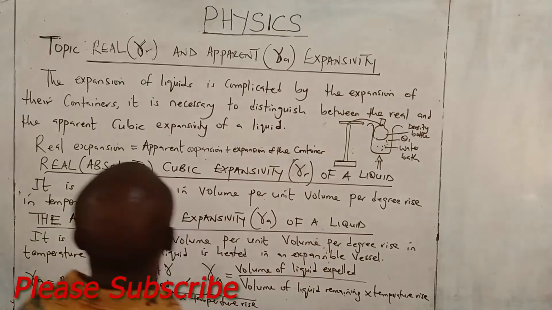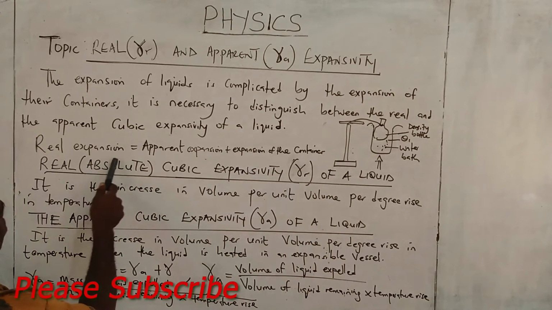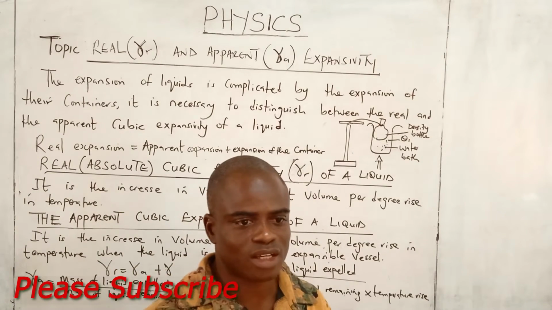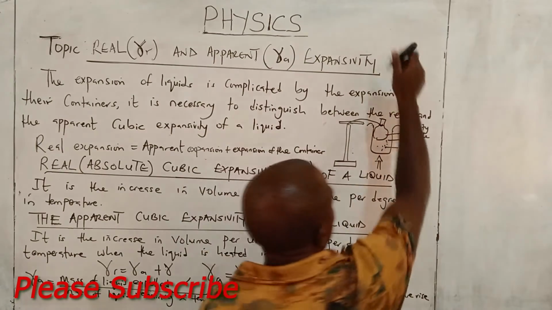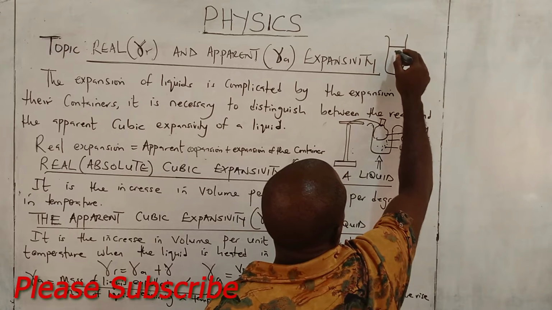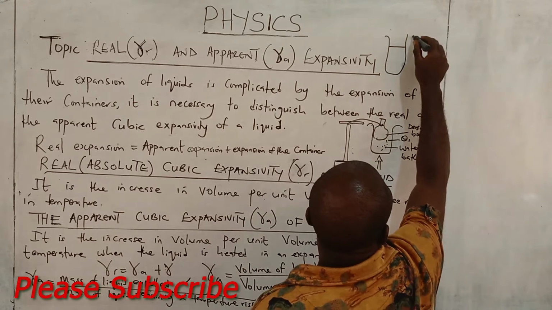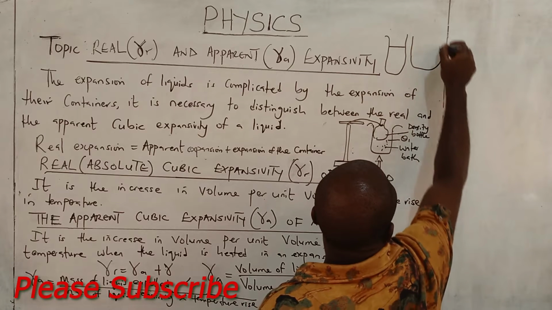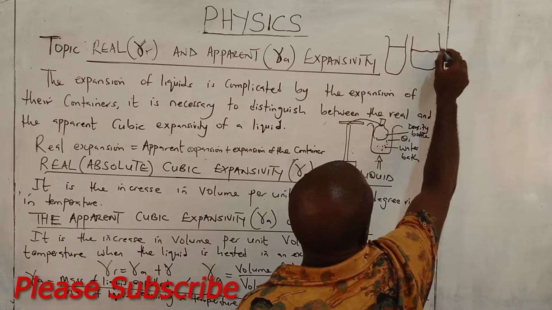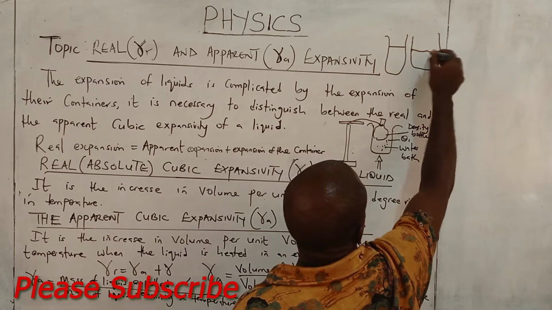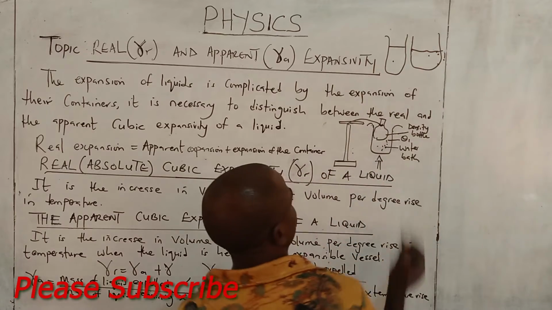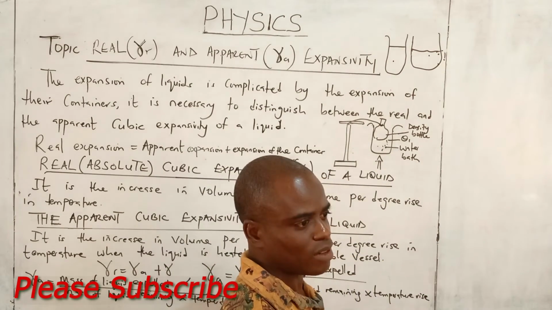Okay, good. Now let's see what we mean by that. Real expansion equals apparent expansion plus the expansion of the container. When you put water inside the container, let me say this is the container, you put water here. When the container expands, you think that, because this container expands, the water is bigger than this because of the expansion, because it is wider. No, it's not like that. It's the apparent.